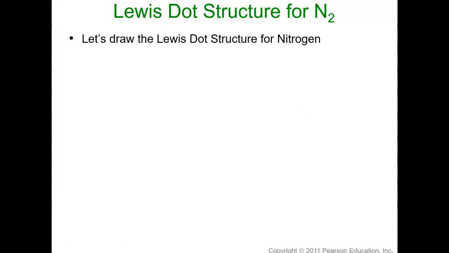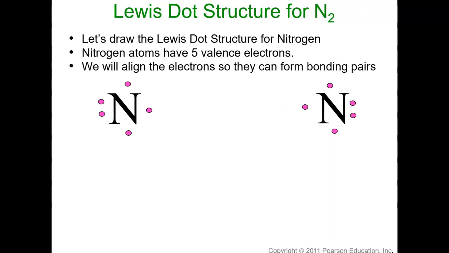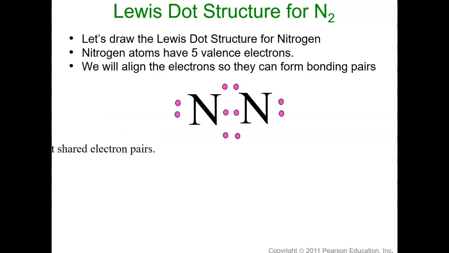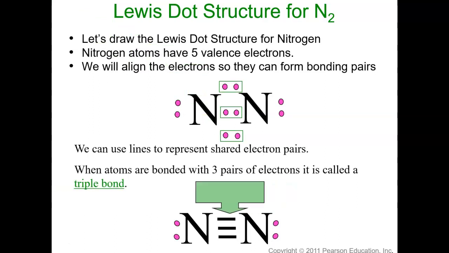Okay, so let's try nitrogen. So nitrogen is in group 5, so it has 5 dots. So this time I should put 5 dots around there. I'm just going to rearrange this a little bit. In order for them to get 8, they have to share 3 pairs of electrons. This is a triple bond.